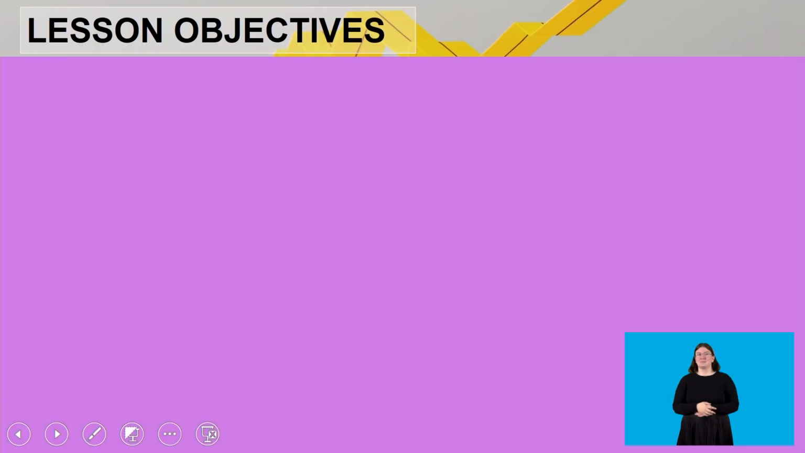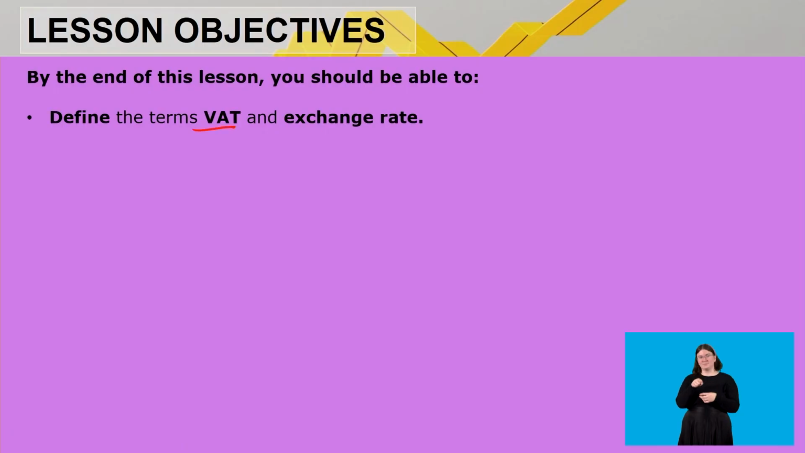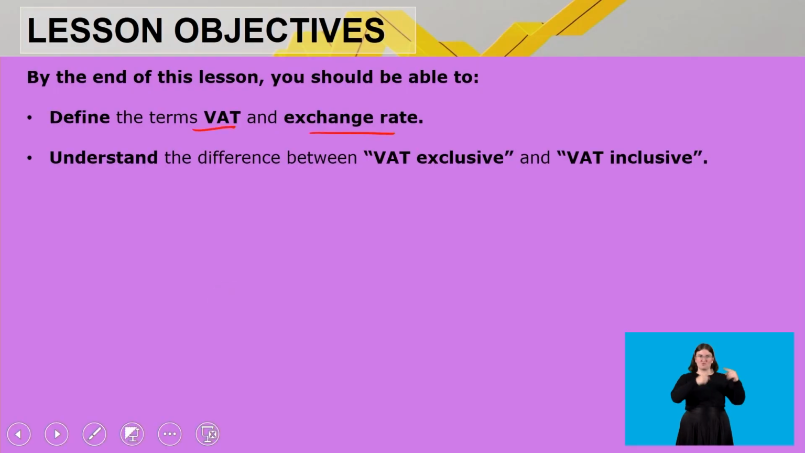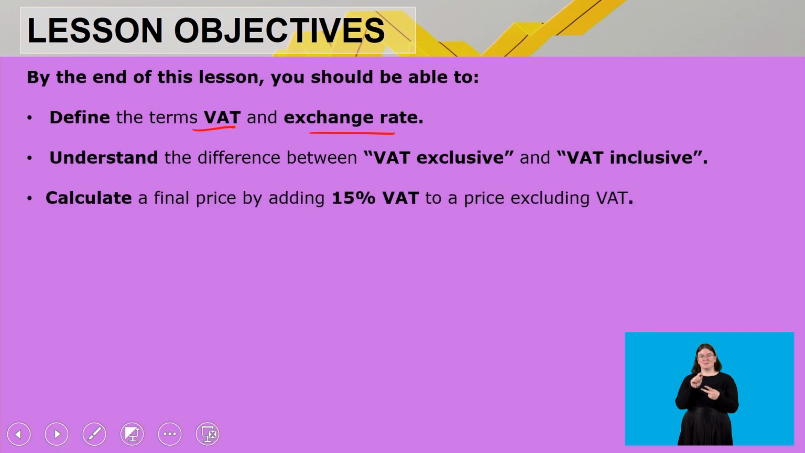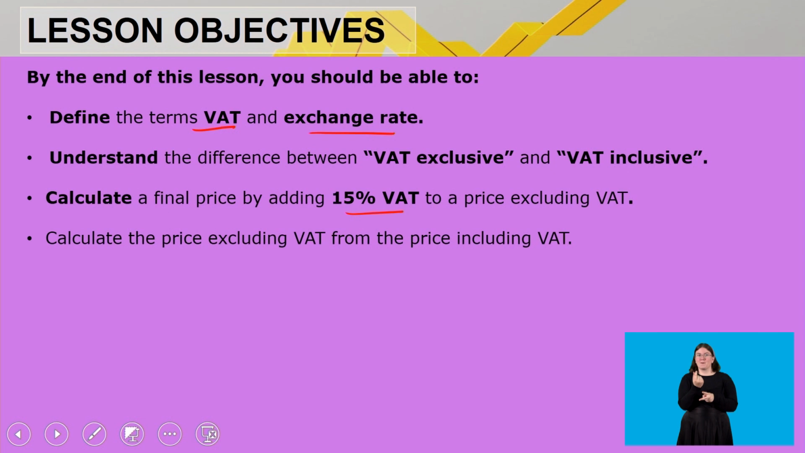Okay, so what are our lesson objectives? By the end of this lesson, you should be able to, first of all, define the terms VAT and exchange rates. That's the focus of our lesson today. You must understand the difference between VAT exclusive and VAT inclusive. Also important is to calculate a final price by adding 15% to the price excluding VAT. We will also look at calculating the price excluding VAT from the price that already includes VAT.